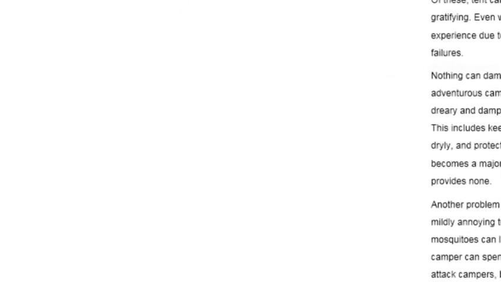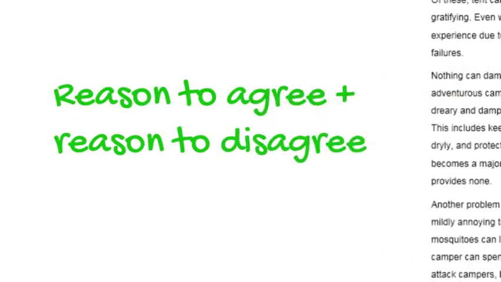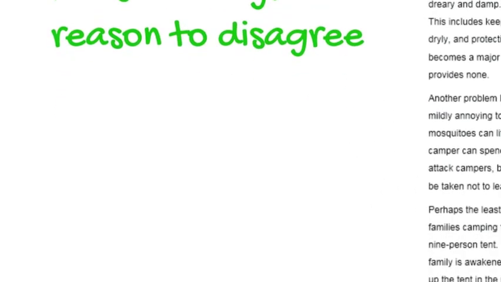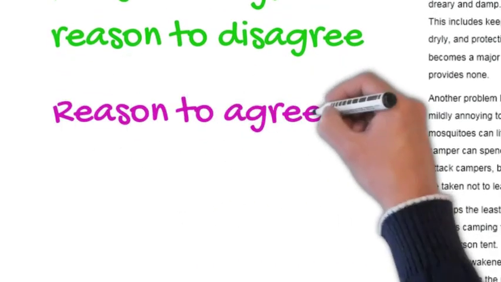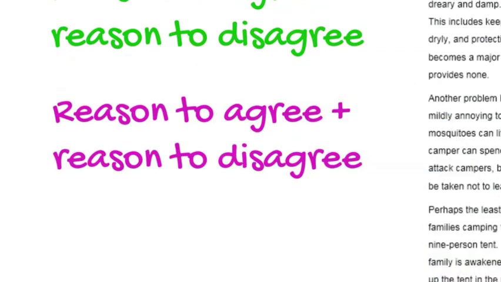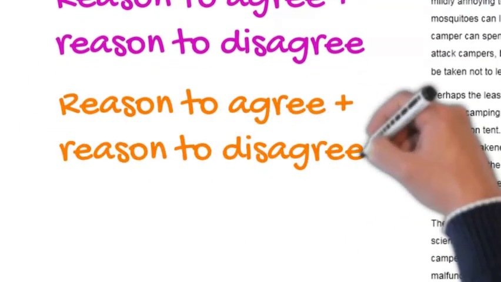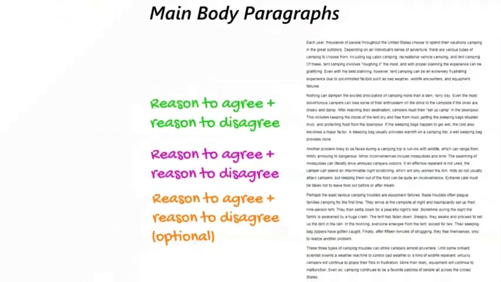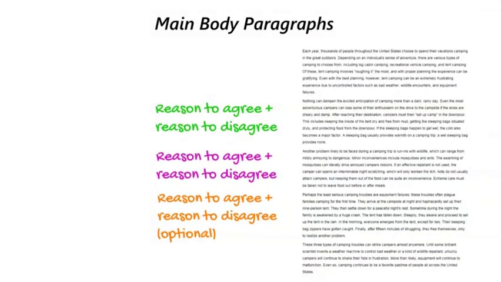Or we can group together a reason to agree and a reason to disagree in one paragraph, and a different reason to agree and reason to disagree in another paragraph. You could write a third main body paragraph like this if you can, but you don't have to.